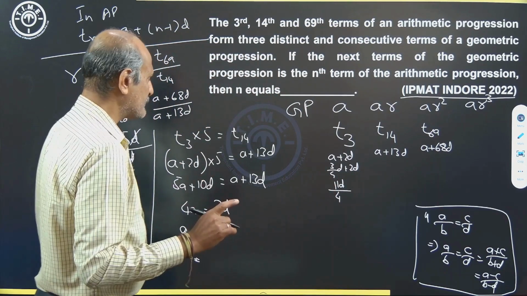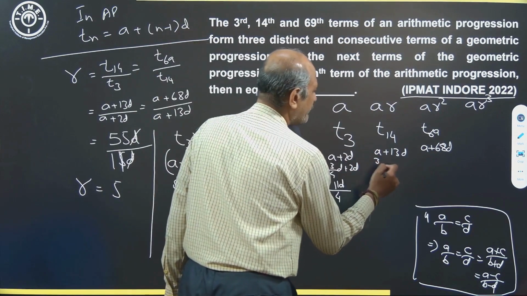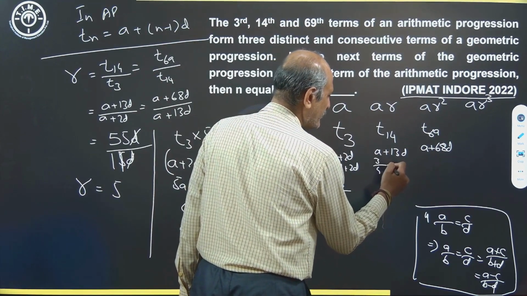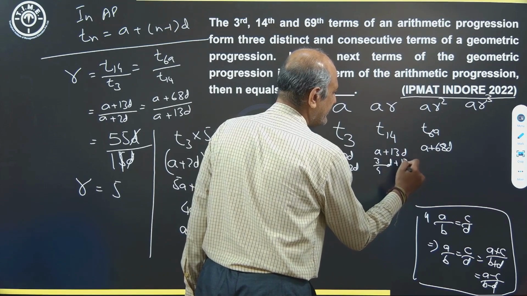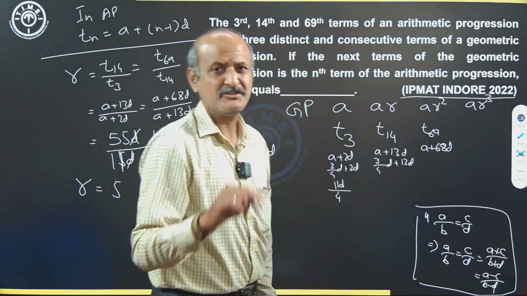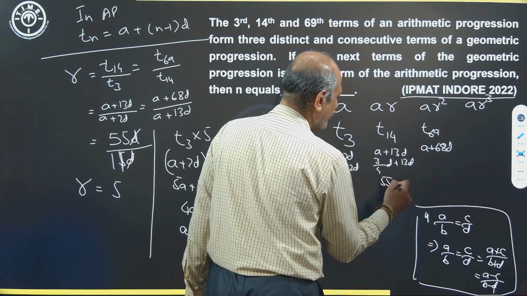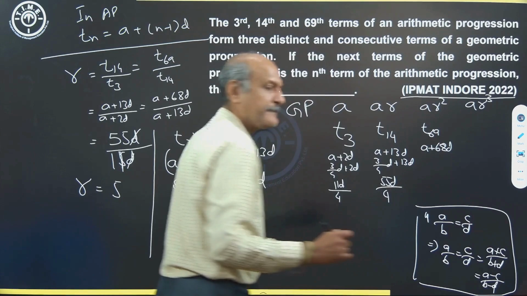Next one, 3/4 of D, if I add 3/4 of D plus 13D, how much will this be? 13 into 4 is 52. 52 plus 3 is 55. So it is 55D divided by 4.